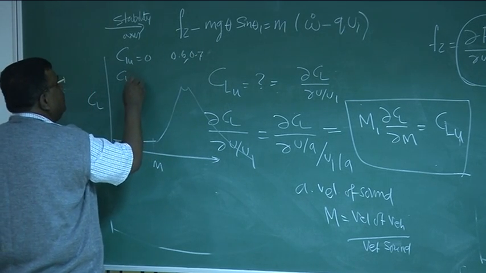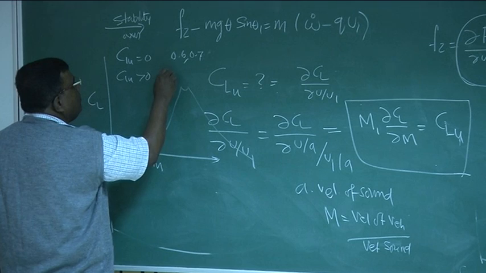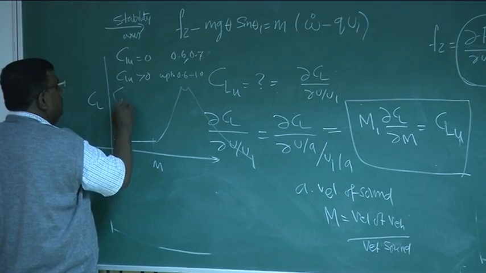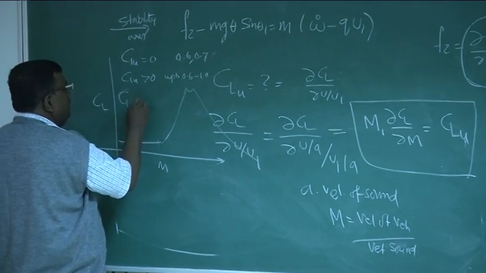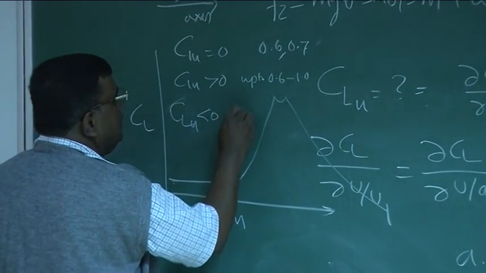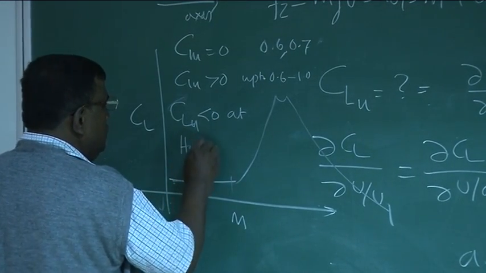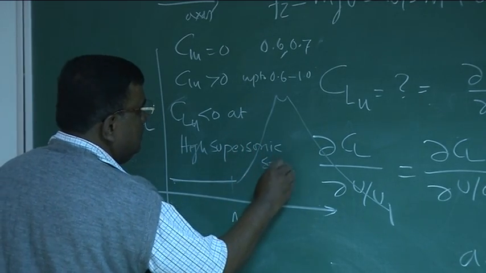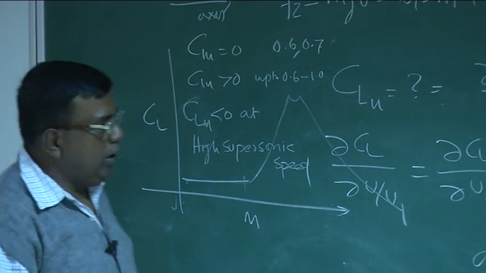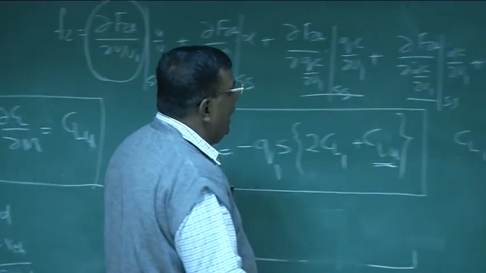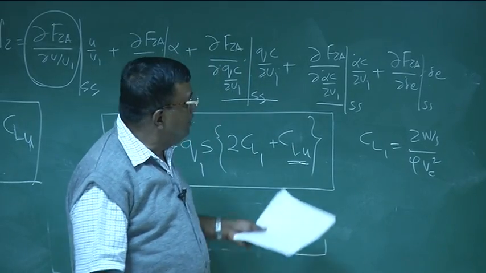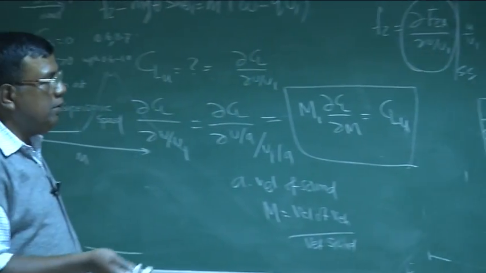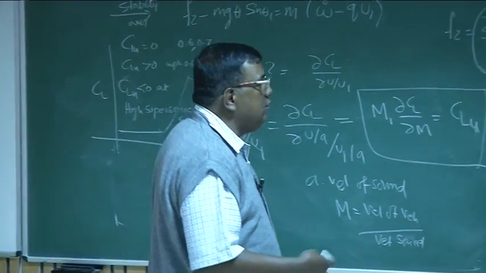Then CLU will be positive from 0.6 to 1.0, and CLU will be negative at high supersonic speed. It's extremely important. So that is what CLU is. As we are going to apply this for high speed, you can see how these derivatives will play an important role. It will just change its sign from high subsonic to supersonic.